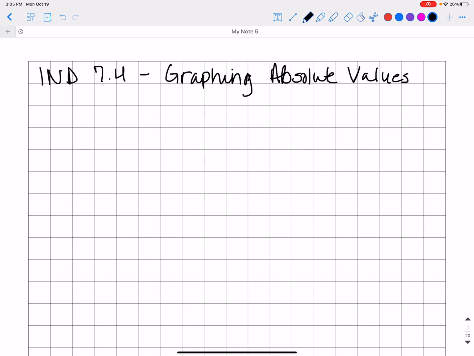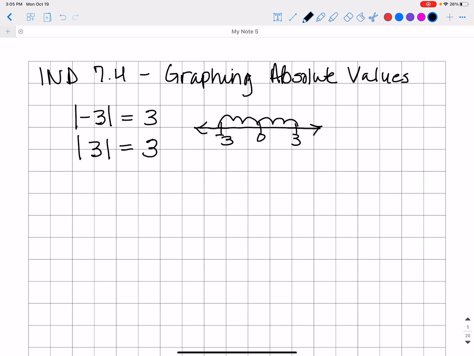So as a review, an absolute value tells you the distance that something is from 0. So if you look at the absolute value of -3, it equals 3. And if you look at the absolute value of +3, it also equals 3. And what that means is if you have a number line and you have 0, and you have -3 here, and you have +3 here, all the absolute value tells you is that it's 3 spots from 0. And it doesn't matter if it's in a positive or negative direction. It just tells you the number of steps from 0.